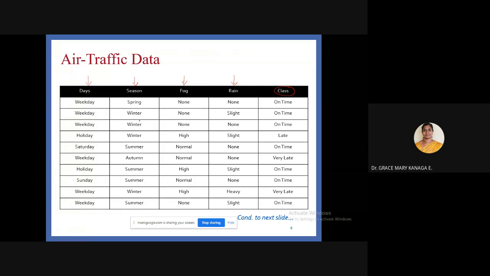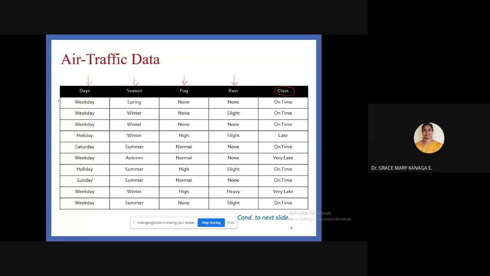And season: spring, winter, summer, autumn, that is 4 seasons. Then fog: none, high or normal. So these are the values for the attribute fog. And for rain also it is none, slight, and heavy. So these are the values it can take.